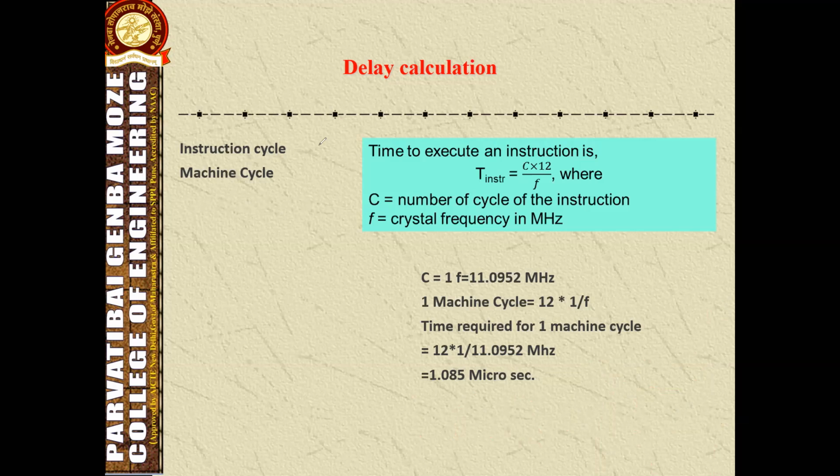To find the time required for executing a particular instruction, we have seen there is a formula. The time to execute an instruction is C into 12 by F. Here C is the number of machine cycles of the instruction, 12 is the 12 pulses, and F is the crystal frequency, the frequency at which our microcontroller is operating. That frequency is considered here.